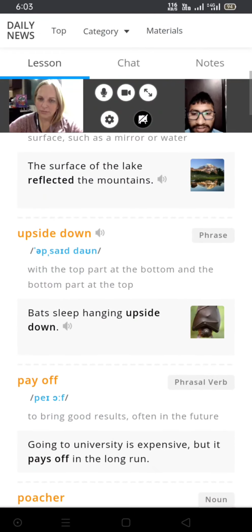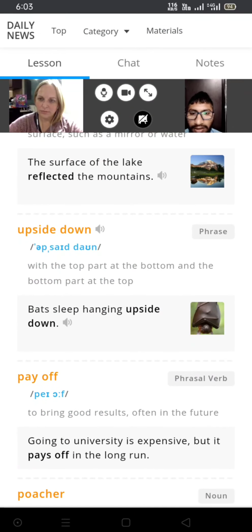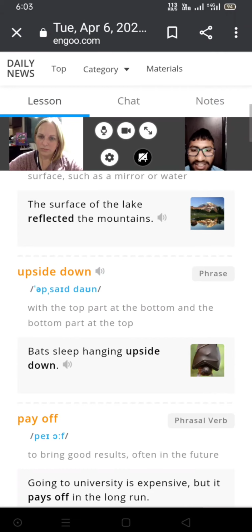So, I have read that article before you starting the class, and I would like to go directly. There is one vocabulary. Can you please give me some more examples related to this vocabulary? It's upside down.